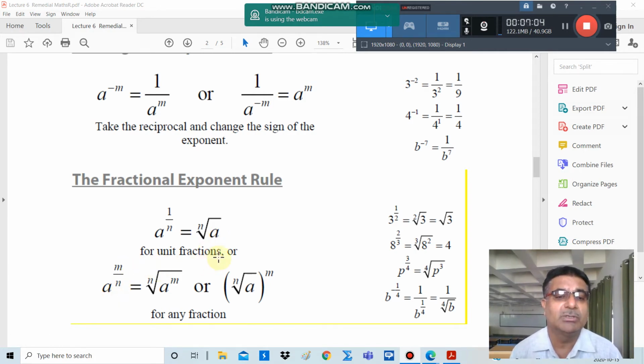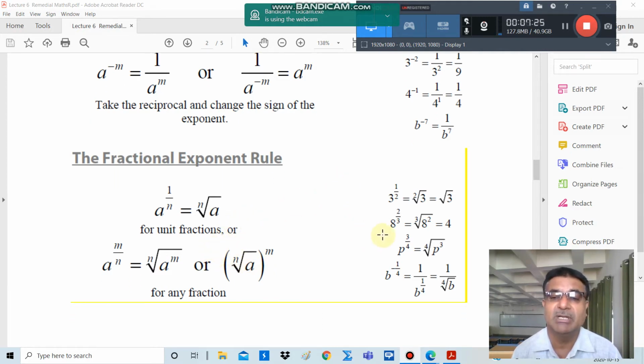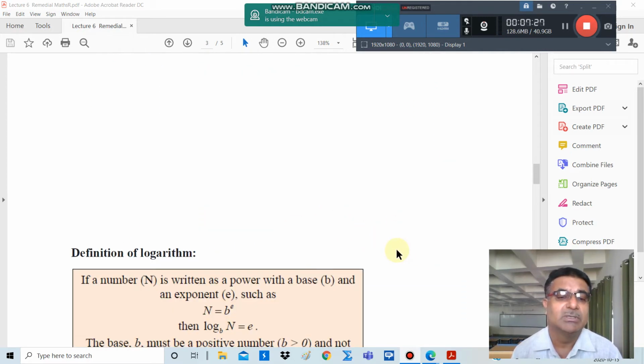For unit fractions, a to the power m upon n can be written as a to the power m. This is the surd, and n is used here. Or we can write it like this: if n is used in a surd, then the whole power m is to be raised for any fraction. These are some examples related to this rule.